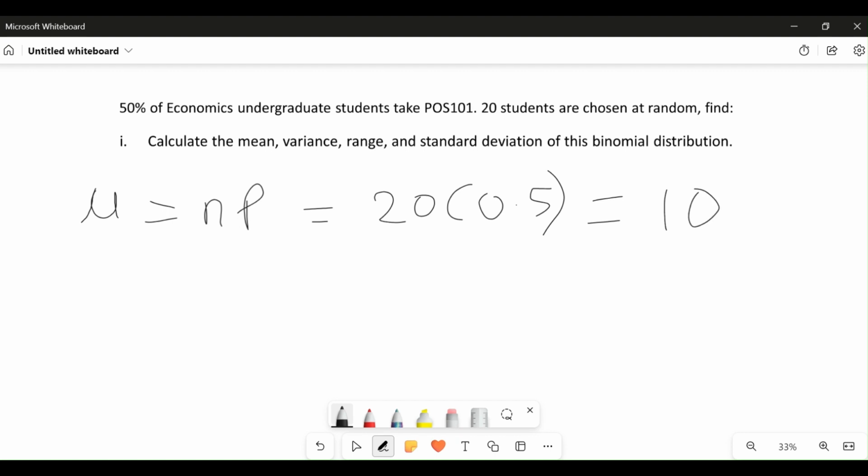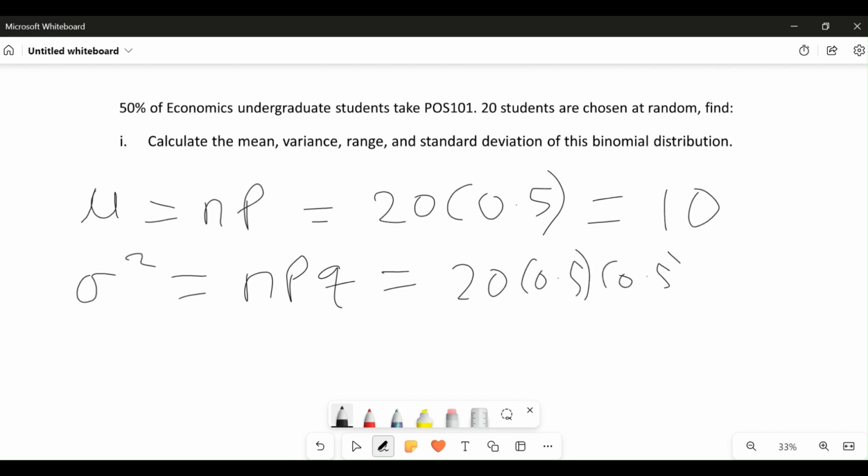Also, we are asked to find our standard deviation and our variance. All right? Let's go first with our variance. Our variance is sigma squared. And our sigma squared is what? n times probability of success times probability of failure. And that is going to be 20 times 0.5 times 0.5. And that's going to be 10 times 0.5. That's going to be 5.